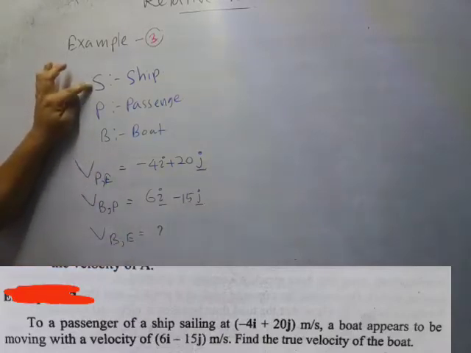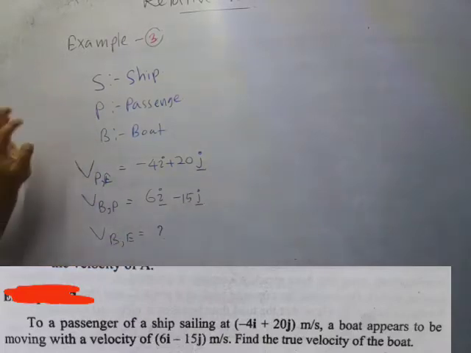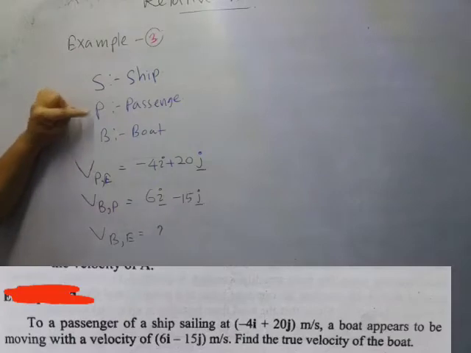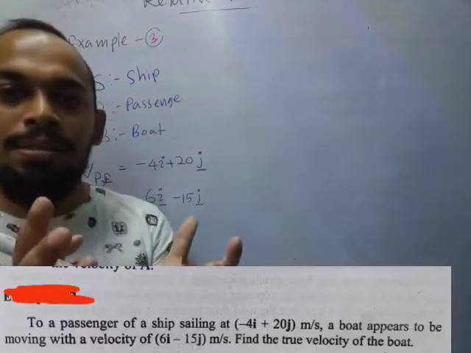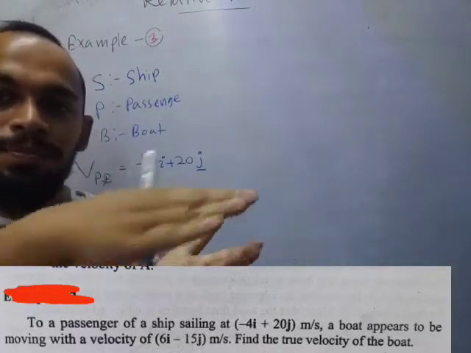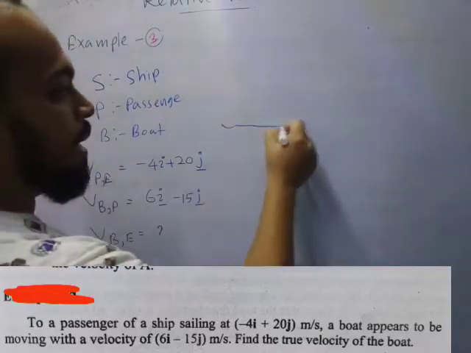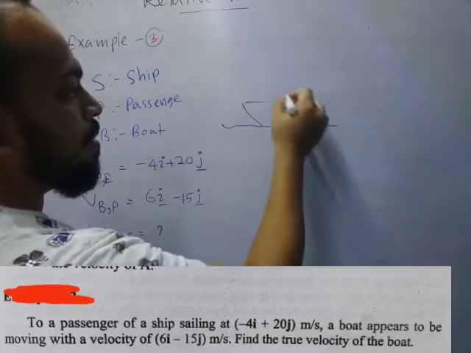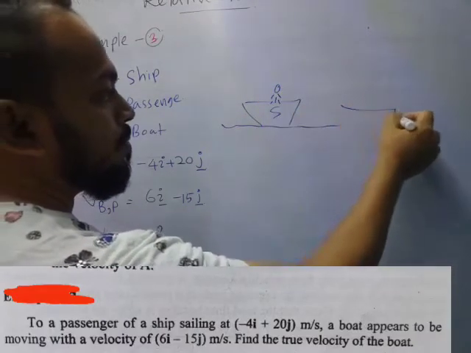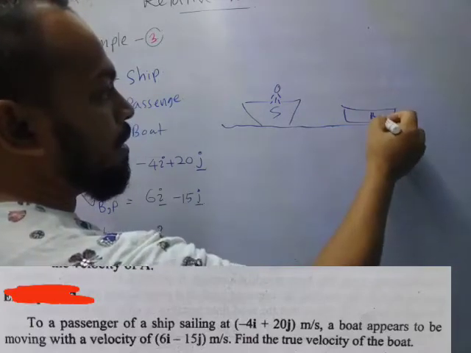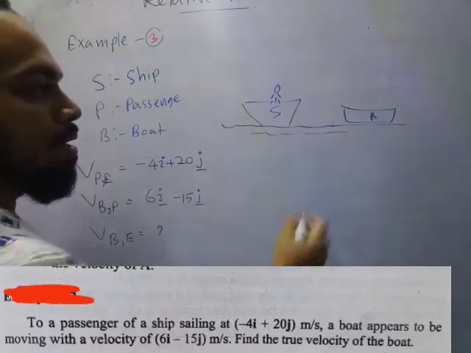Now we have a ship, we have a passenger, we have a boat. The passenger is on the ship, so these two are equivalent. There's a boat, right? So this thing happens on the sea. We have a ship, a passenger on the ship, and we have a boat, B. Everything happens on the sea.